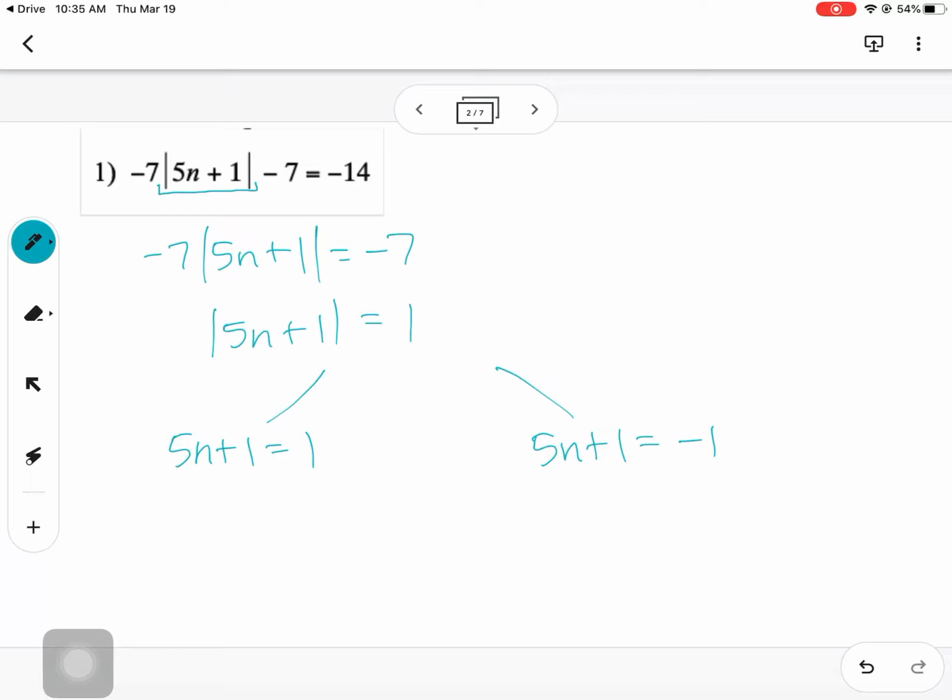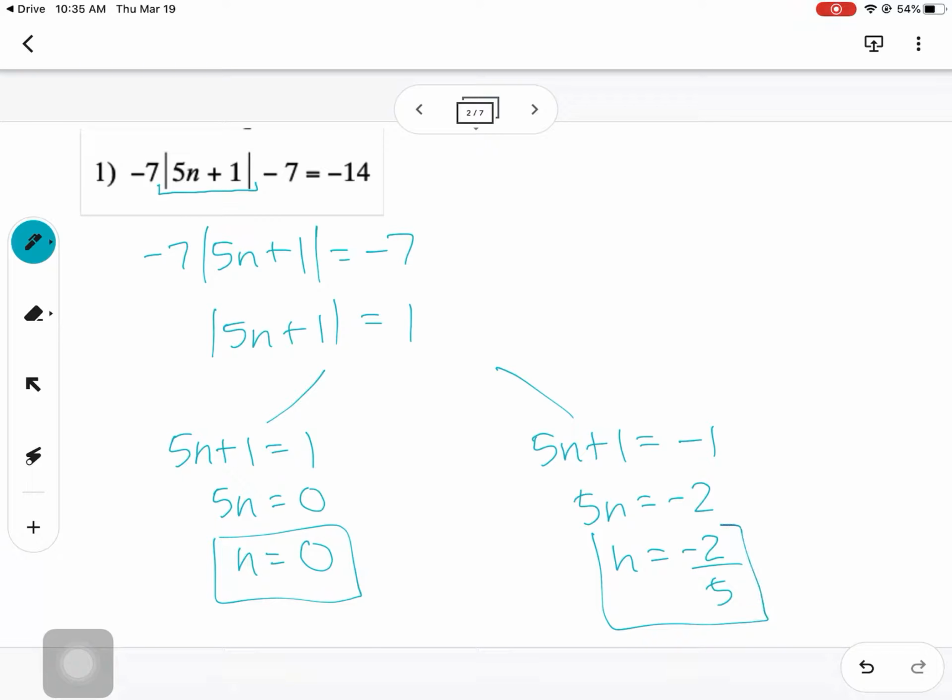So 5n plus 1 equals 1. You get 5n equals 0, and n is 0 is one of your two answers. And then when we solve it again, 5n equals negative 2, n equals negative 2 over 5.